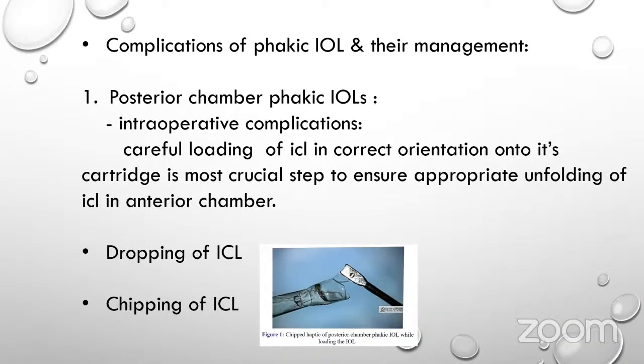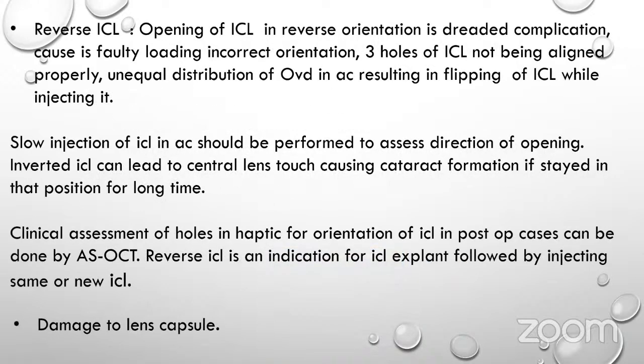Careful loading of the ICL in the correct orientation onto its cartridge is the most crucial step to ensure appropriate unfolding of the implantable collamer lens in the anterior chamber. Dropping, chipping, then reversing. Opening of the ICL in reverse orientation is a dreaded complication. Causes: faulty loading, incorrect orientation, the 3 holes of the ICL not being aligned properly, and unequal distribution of OVD in the anterior chamber, resulting in flipping of the ICL while injecting it. Slow injection of the ICL in the anterior chamber should be performed to assess the direction of the opening.